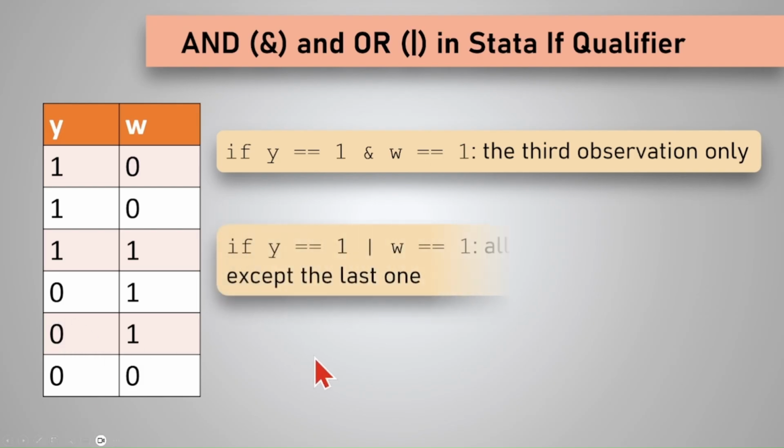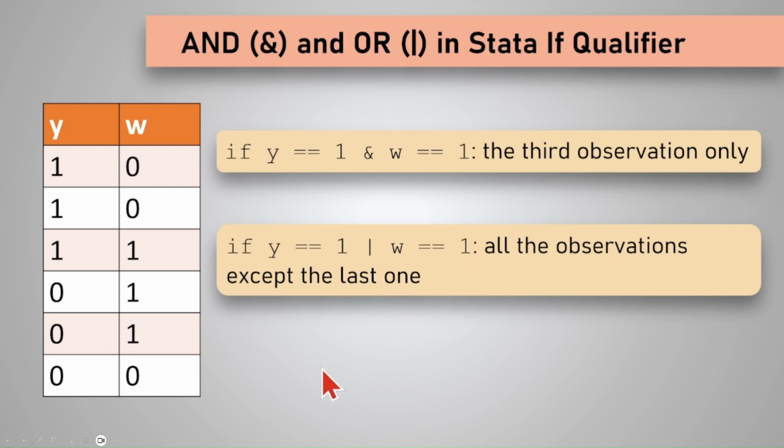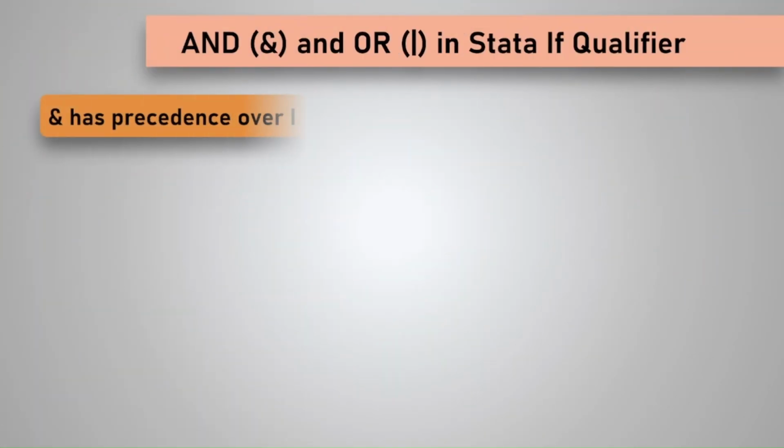On the other hand, the vertical bar or the pipe symbol implies union of the two conditions. Thus, y double equal to 1 or w double equal to 1 refers to the first to the fifth observation but not the sixth observation. The ampersand symbol is called the AND operator and the pipe symbol is called the OR operator. The AND operator has precedence over the OR operator.